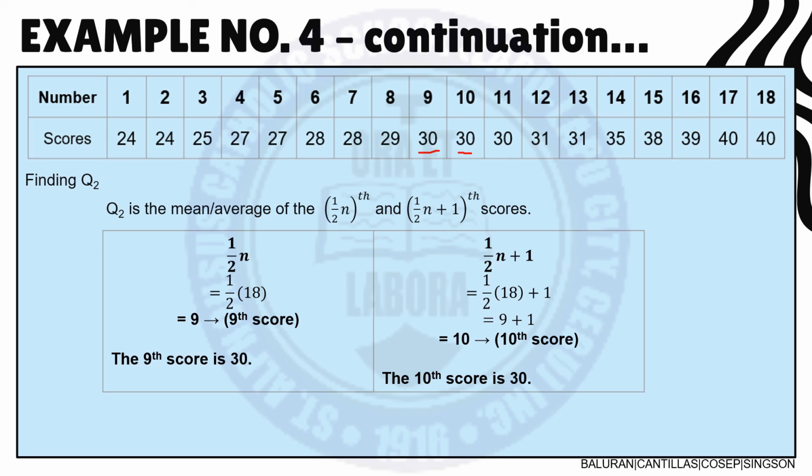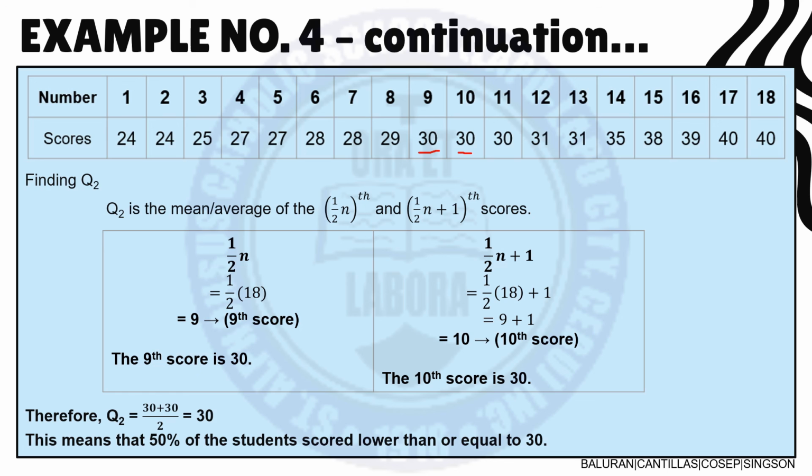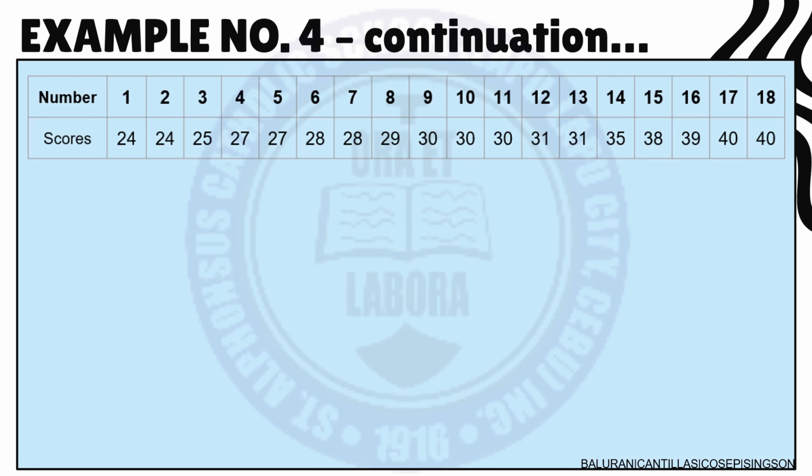So we will now take the average of the two scores. So 30 plus 30 divided by 2. Therefore, the second quartile is equal to 30. This means that 50% of the students scored lower than or equal to 30.